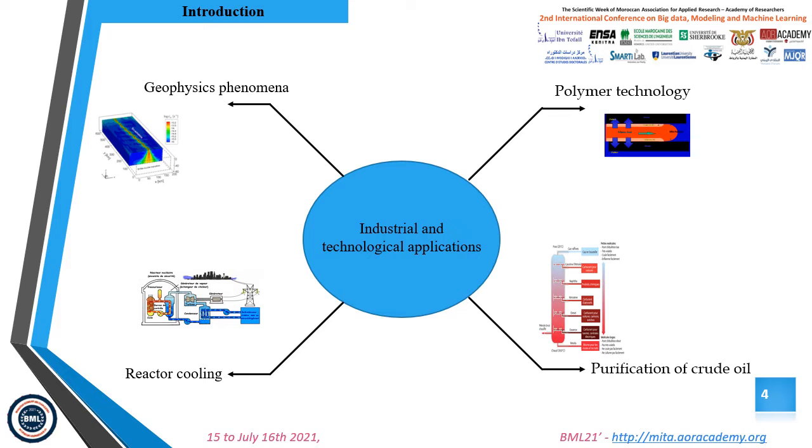Therefore, the phenomenon of heat transfer by natural convection in confined enclosures in the presence of a magnetic field is the subject of investigations of great importance because it is found in industrial and technological applications such as geophysics phenomena, polymer technology, purification of crude oil, and reactor cooling.